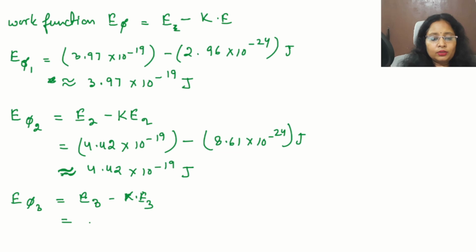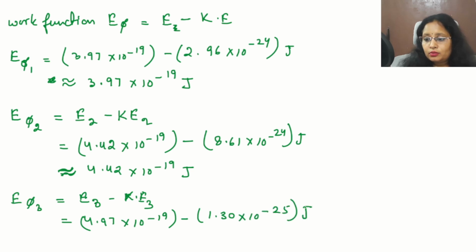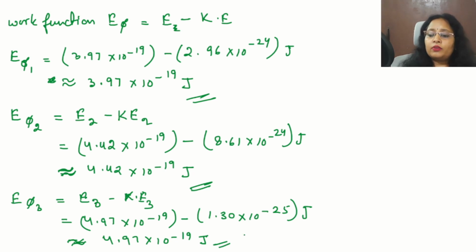So E3 value is 4.97 into 10 to the power minus 19 joules, minus kinetic energy 3, which is 1.30 into 10 to the power minus 25 joules, and the answer is approximately the energy, 4.97 into 10 to the power minus 19 joules. So in this way we will get the three values of work function: work function 1, work function 2 and work function 3.